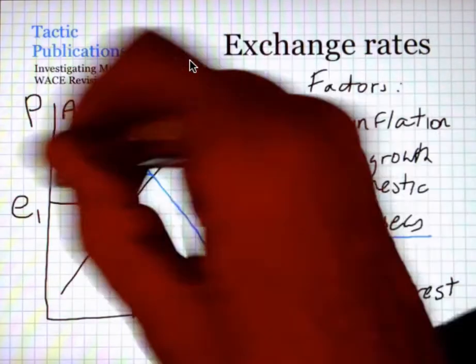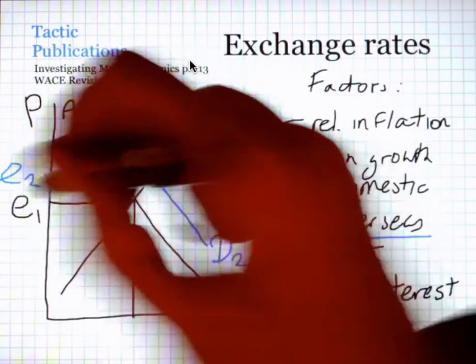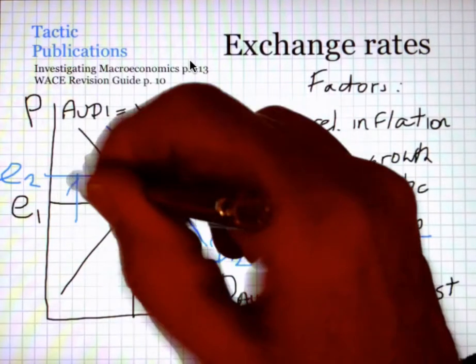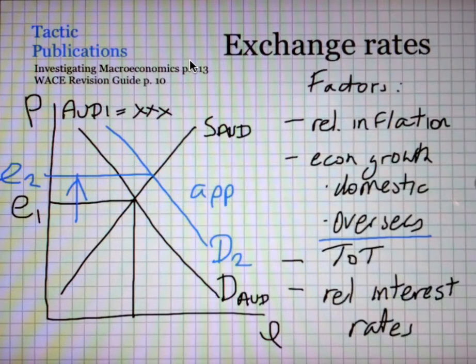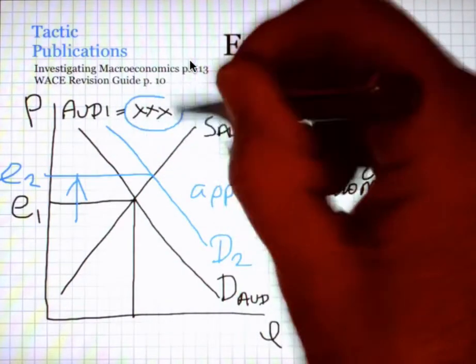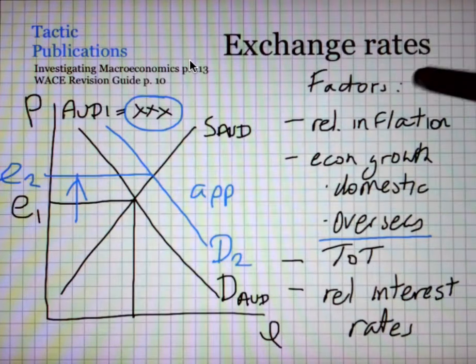On the other hand, economic growth overseas would probably lead to an increased demand for Australian goods such as commodities. So the demand curve would shift to D2 and the exchange rate would appreciate to E2. The Australian dollar will buy more of overseas currencies.